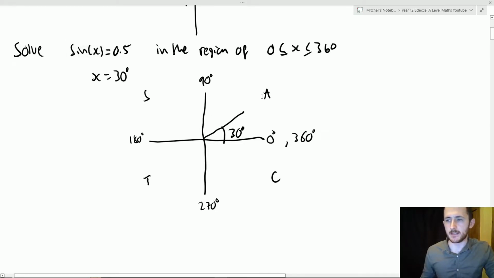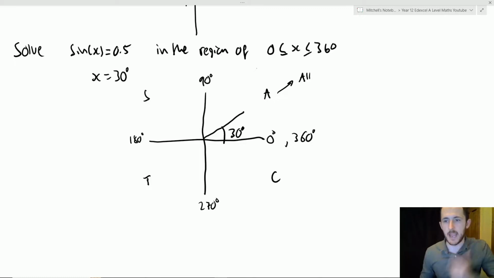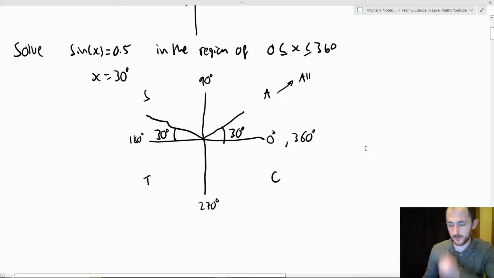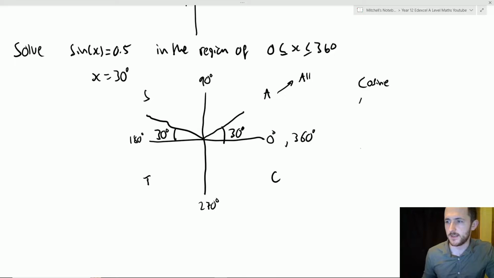number. And sine x is positive in the A quadrant, which stands for all, and the S quadrant, which stands for sine. So we draw 30 degrees there again, and you're always drawing this from the x-axis, not the y-axis. Just so you know, all of these letters stand for different trig functions. The A stands for all, which means tan, sine and cos are all positive in that first quadrant.